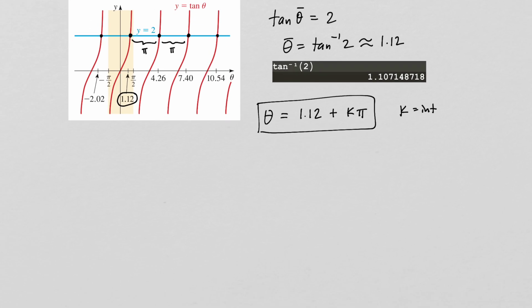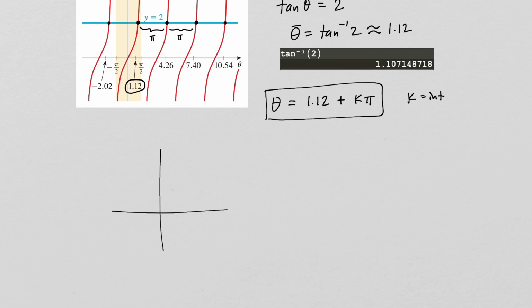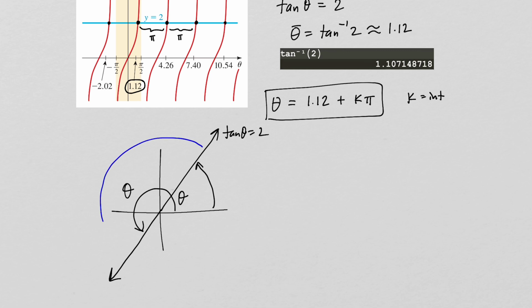Now, if you want to see that on the unit circle, we know that tangent is positive in the first quadrant. So there's an angle here where tangent of theta is equal to 2. But then tangent is also equal to 2 in the third quadrant, because tangent is also positive in the third quadrant. And so this is your other theta. Now, notice that these angles here are 180 degrees apart, or pi radians apart. So you can capture all of your solutions by just taking the first angle here, which is the 1.12, and then just adding multiples of pi to it.